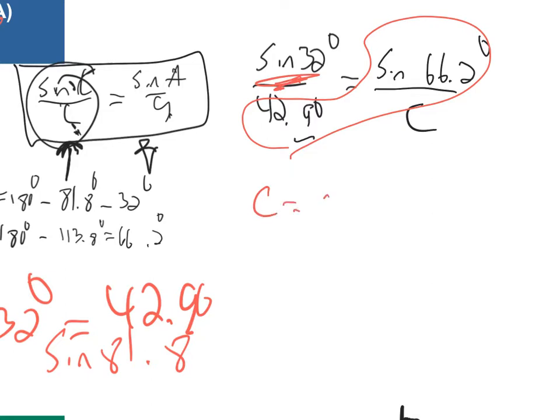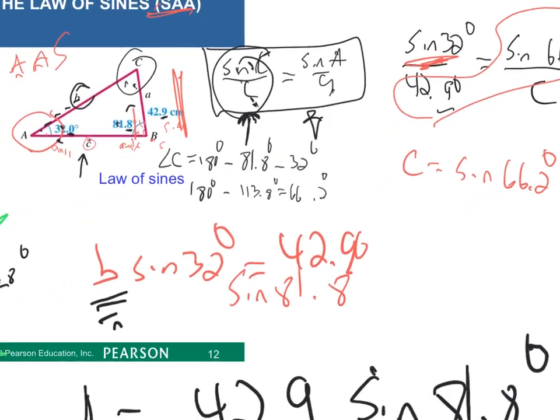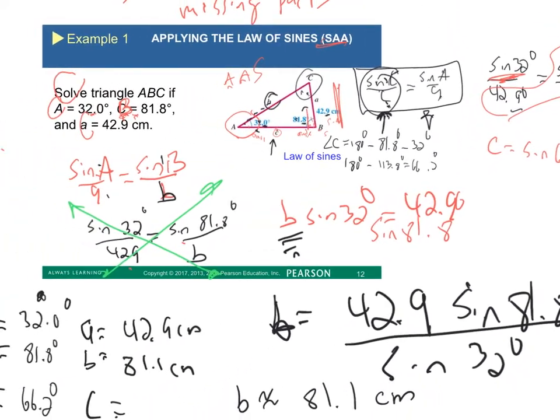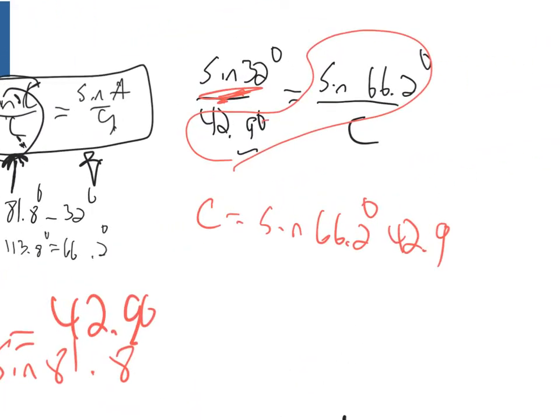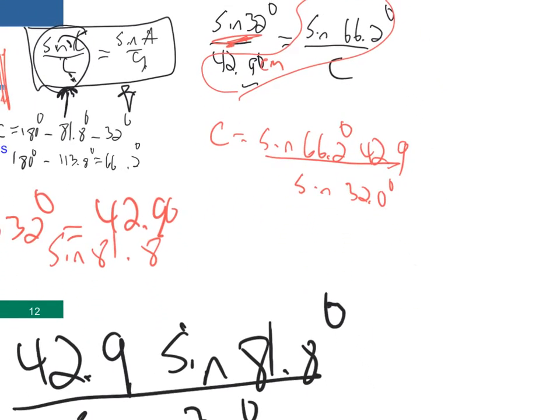So C will be sine of 66.2 degrees times 42.9. What did I put here? I put a degree sign? What am I, brain damaged? Centimeters. I don't know what I did there. Centimeters. Sine of 66.2 degrees times 42.9 centimeters divided by sine of 32.0 degrees. Again, calculator problem. Can't do those in my head.